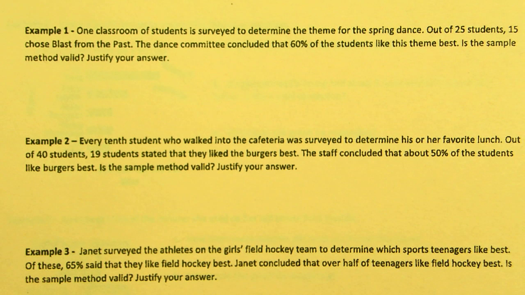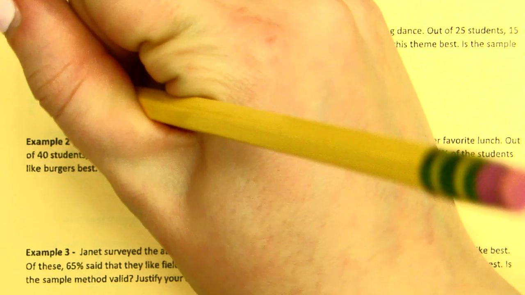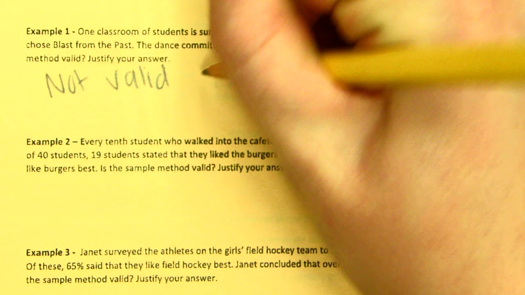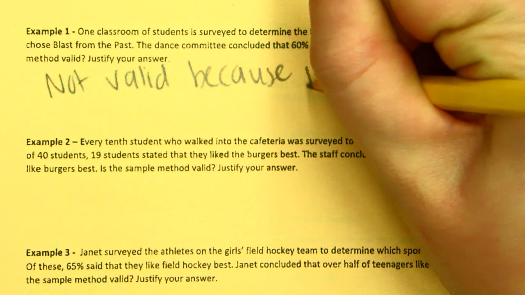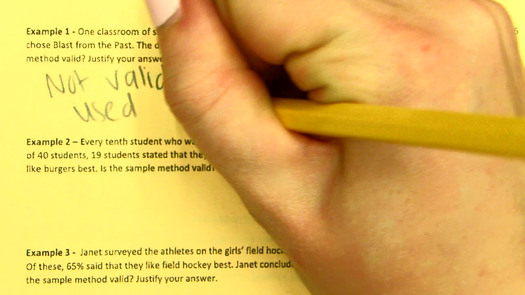Who was surveyed? One classroom of students was surveyed. What were they asked? They were asked what their theme for the spring dance should be. The way that they asked the question could affect the outcome of the survey as well. What kind of sampling method was used? Since they only asked one class, this is a convenient sample. And remember, convenient samples are biased. So question 5, is the conclusion valid? No, the conclusion is not valid, because they used a convenient sample.